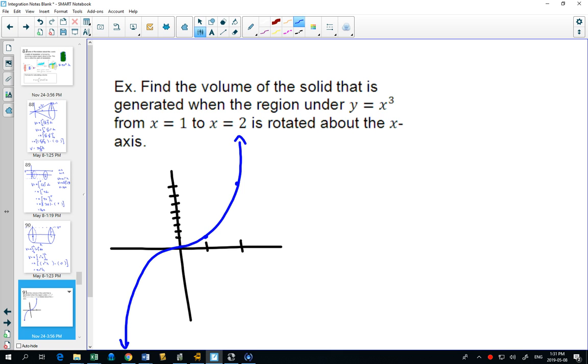There is our function. And then if we're looking at it from 1 to 2, that's the part that we're going to rotate around the x-axis. So, some help drawing these. If this is my radius of 8, I need to make sure I put a dot equal distance below.